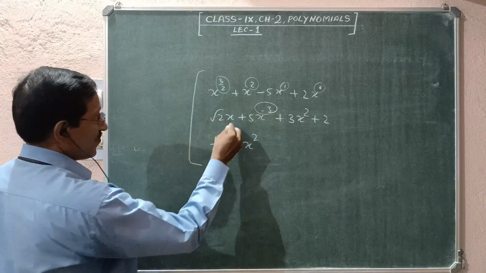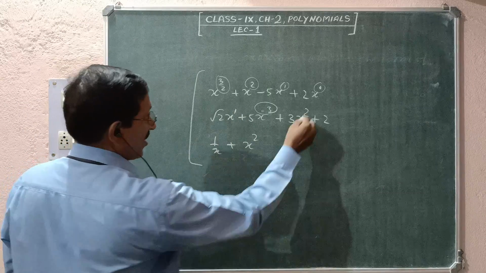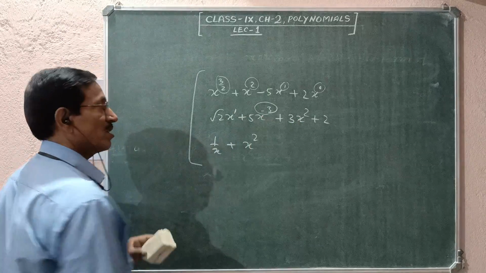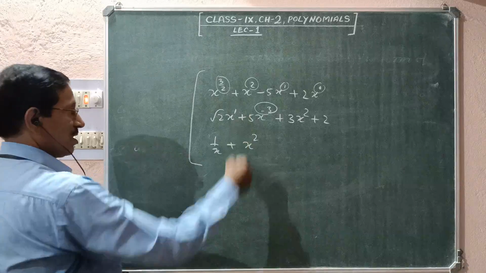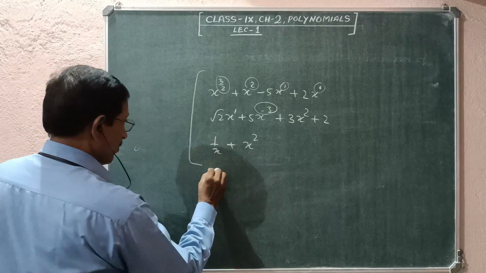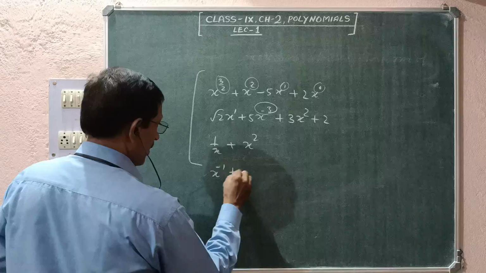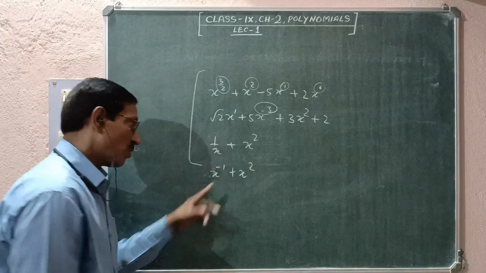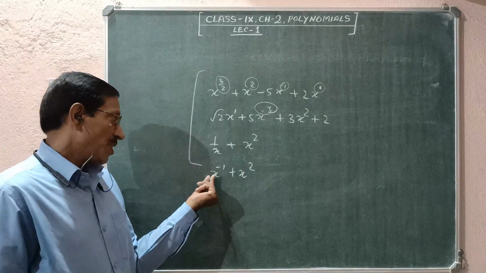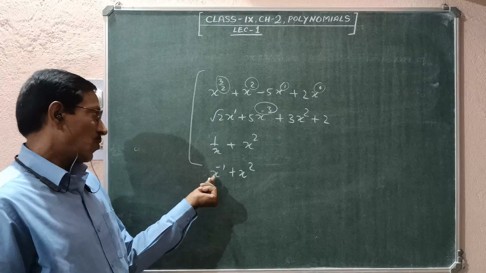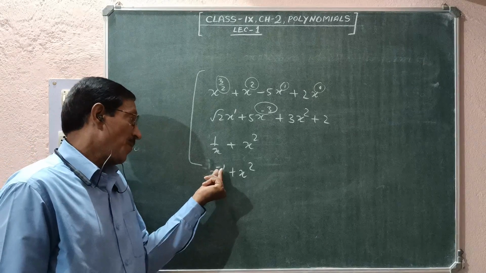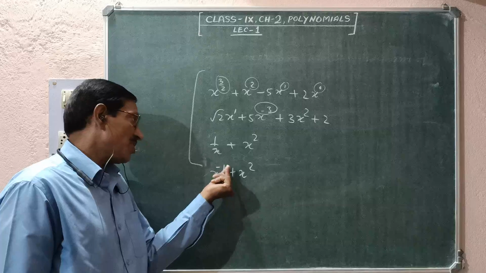It may also be that here it is a whole number, here it is a whole number, but here it is not a whole number. So it is not a polynomial. 1 by x may be written as x to the power minus 1 plus x square. In this there are two terms. In each term, the exponent of the variable is not a whole number.